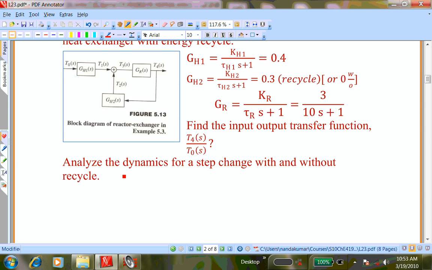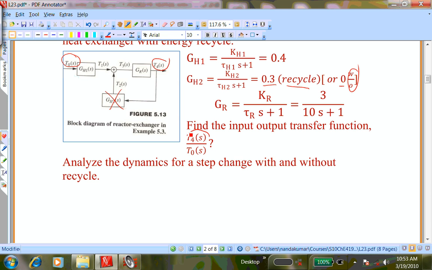And with and without recycle basically says that with G2 as being 0.3 with the recycle, or 0 without a recycle. Okay? So if I make this as 0, then there is no recycle. Analyze the dynamics of that. And when I say analyze the dynamics of that, what do I mean? The output here is T4, and I want to see how that changes when I change the input by a step change. Okay? Do you have an idea of how you would proceed?